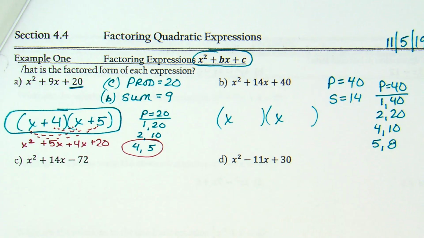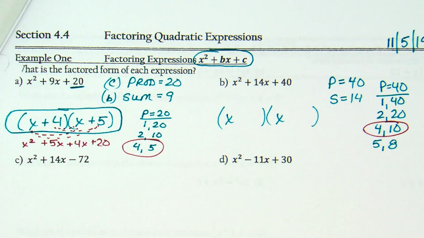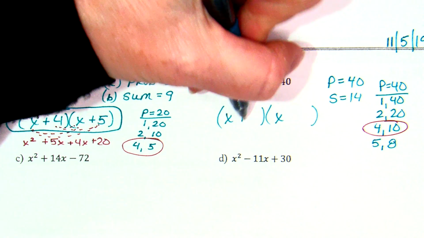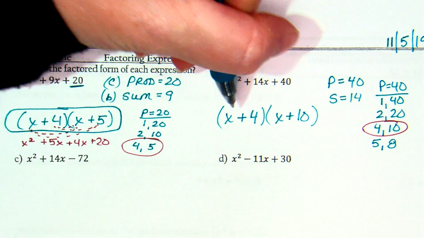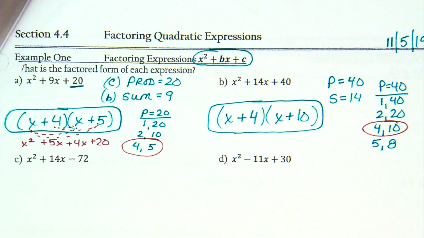And since it multiplies to be positive and adds to be positive, they're both pluses. So one parenthesis is x plus 4, the other parenthesis is x plus 10.